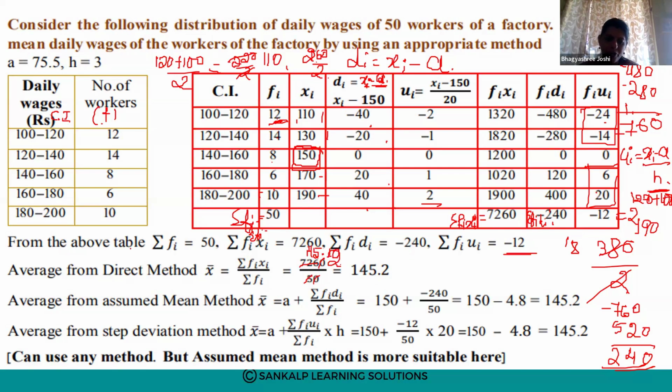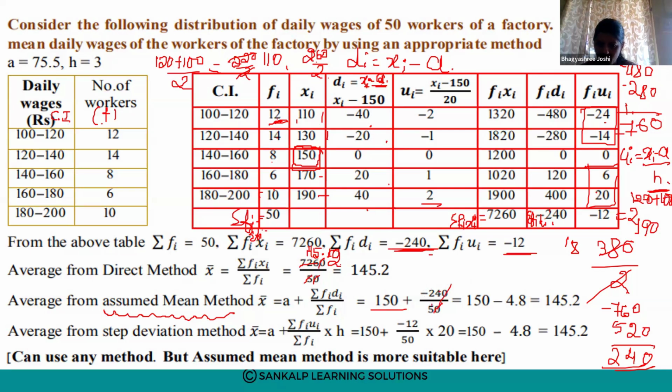145.2. Average from the assumed mean method. X bar is equal to A plus sigma Fi di divided by sigma Fi. A value is 150. Sigma Fi di is minus 240 here. Next, sigma Fi value is 50.